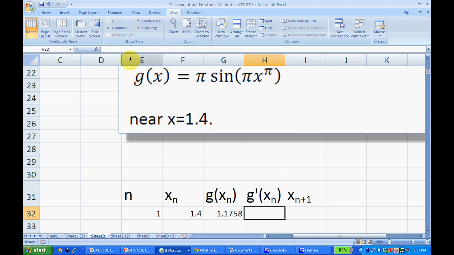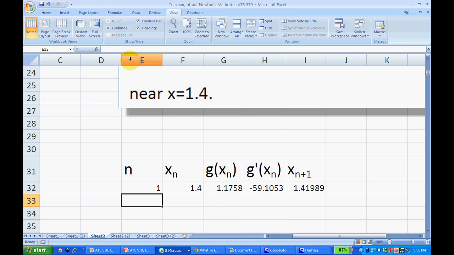Now g prime. I worked it out on paper beforehand. It is pi to the third power times the quantity x. Again, x is over there to the left, it's F32, raised to the pi minus 1 power, times the cosine of pi times x to the pi power. All right, did I make that work right? Yep, okay, great. So that's g prime, which makes x of n plus 1, the second guess, equal to x of n minus g divided by g prime. And that gives us our second guess for our value of xn.